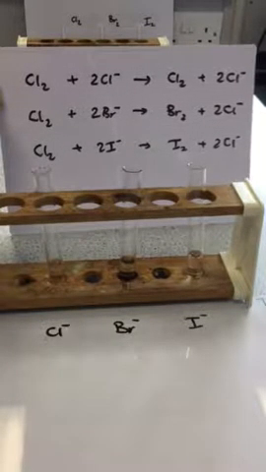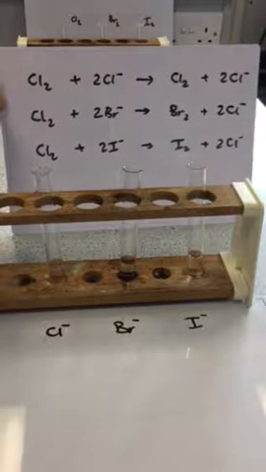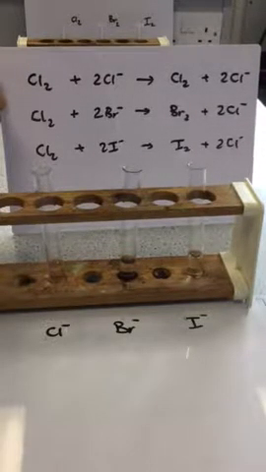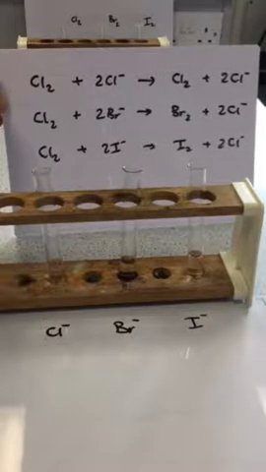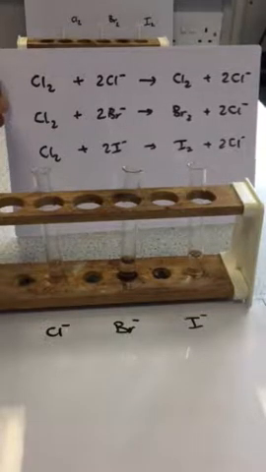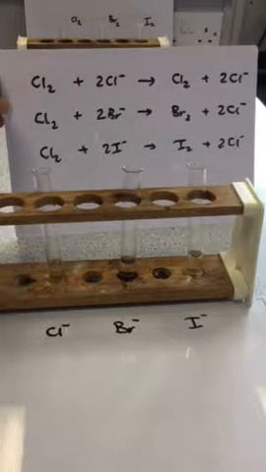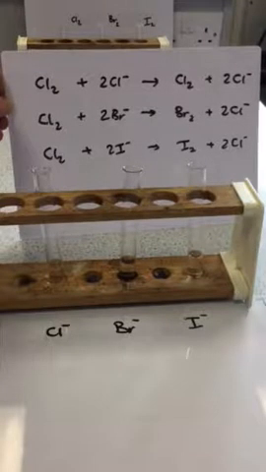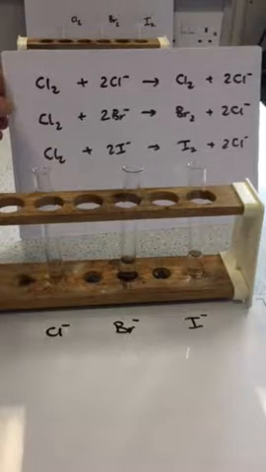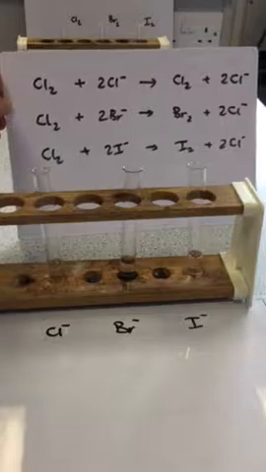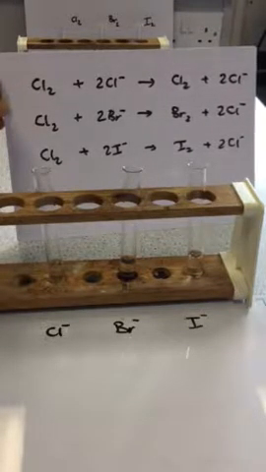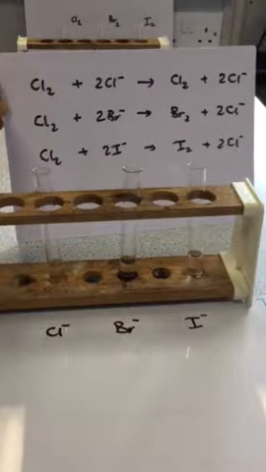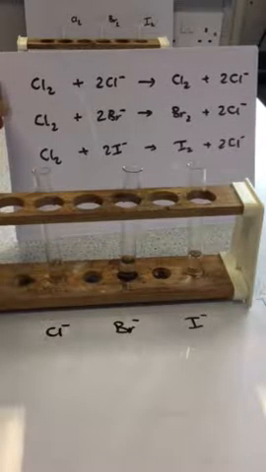The second reaction will be chlorine reacting with bromide. If this reaction is successful, we will form bromine water, which will be orange, and our organic layer will be orange too. Our final reaction will be chlorine with iodide. If this reaction is successful, the iodine will be formed, which will form a brown solution, which when we add organic solvent to it will turn purple.